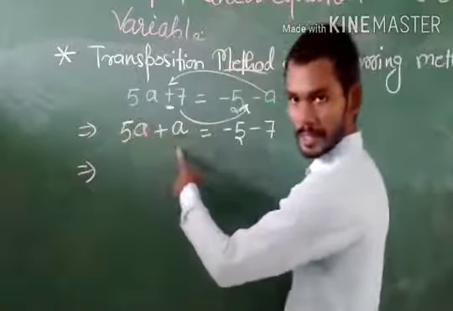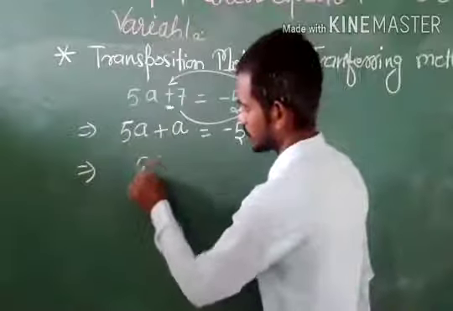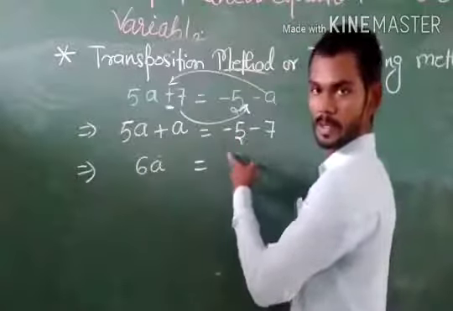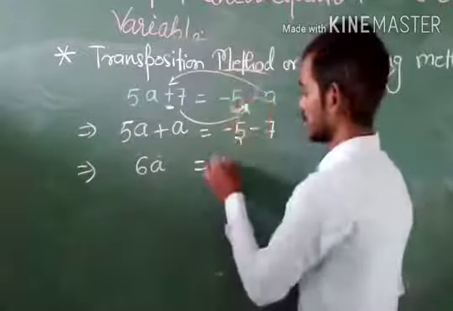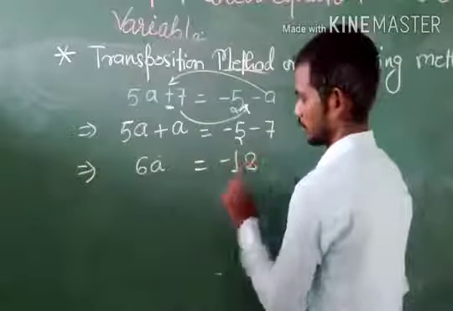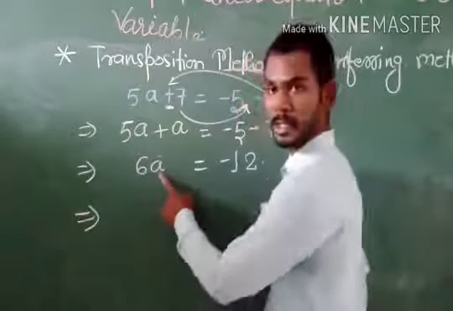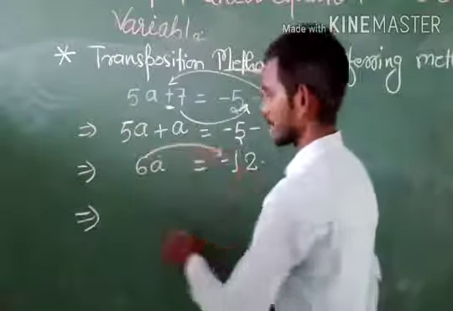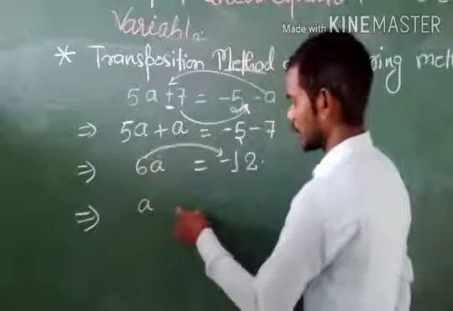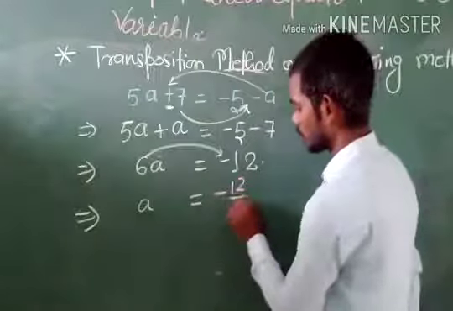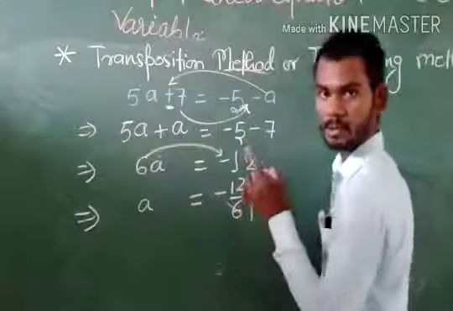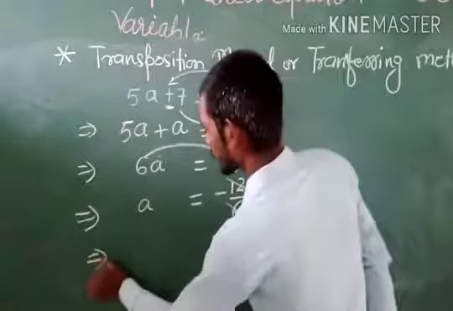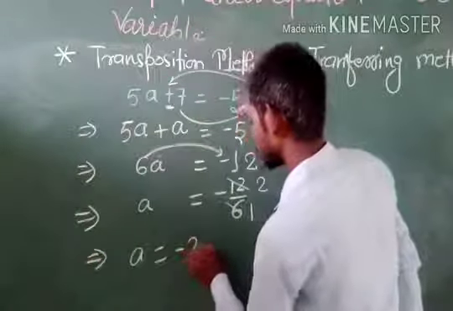Now in the next step, both quantities are positive, so they are added. 5a plus a is equal to 6a, and this is equal to minus 5 minus 7, they are also added with the negative sign, this gives minus 12. Here we can see that 6 is multiplied with a. So when 6 goes to the right hand side, it becomes divided and we have a is equal to minus 12 upon 6. 6 multiplied by 1 is equal to 6. 6 multiplied by 2 is equal to 12. So we have a is equal to minus 2.